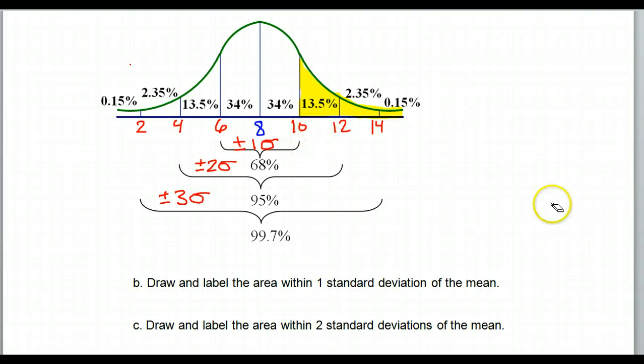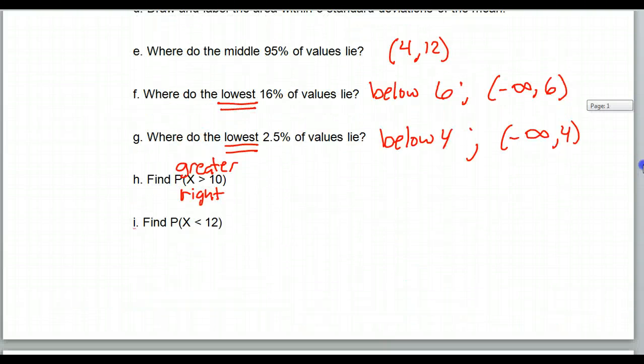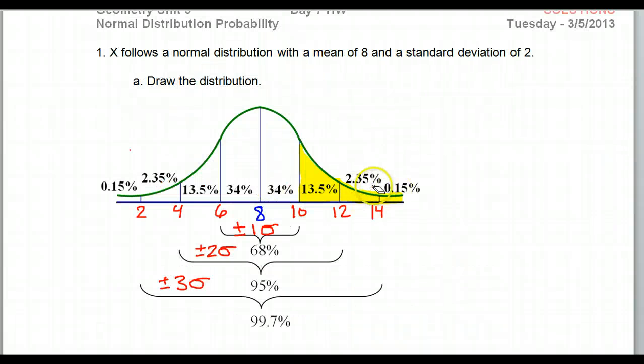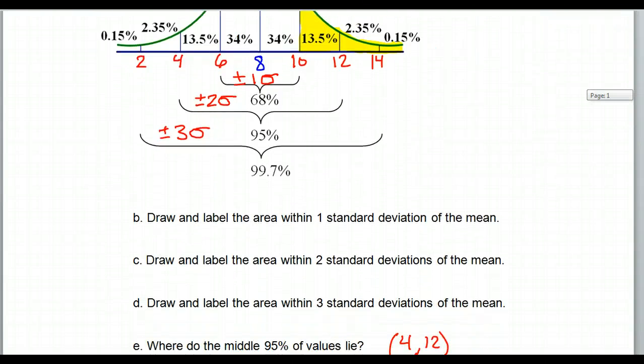When they ask us for the probability, this P stands for probability. Probability is the percent. So they're asking us for the percentage of values that are greater than 10. We can just read that right off of this graph. Just add these three numbers, and as we saw on the left-hand side, these three zones add up to 16%. So the probability of randomly picking a value in this area is that percentage, 16%.